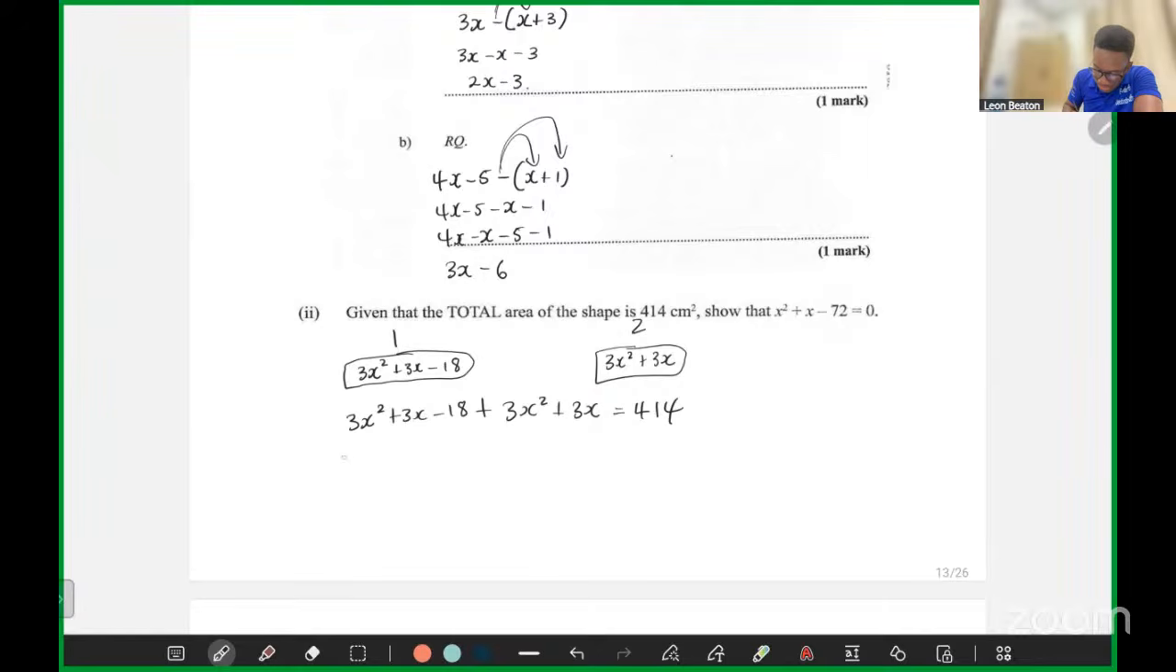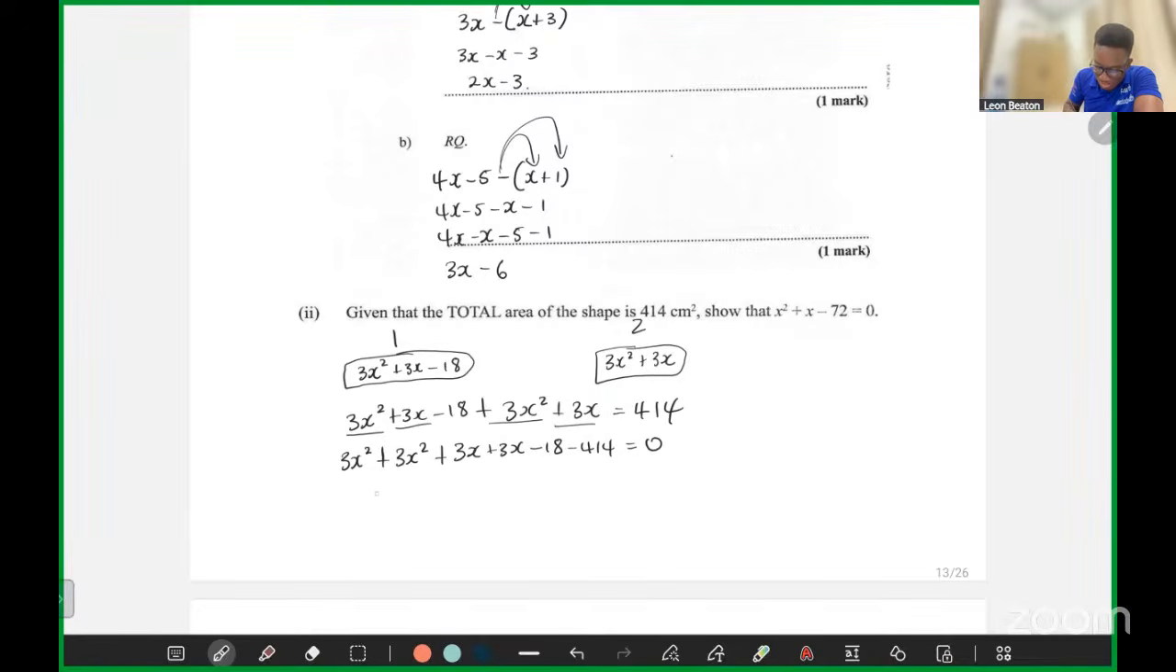So this will be 3x squared plus 3x squared plus 3x. So I have these two together. Plus 3x minus 18. And I can bring over this 414, and that will become minus 414. And that will be equal to 0. So I'm shaping up to get this answer here.